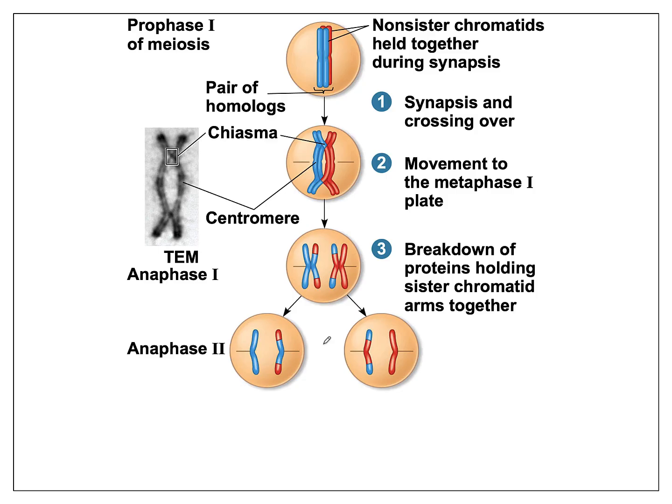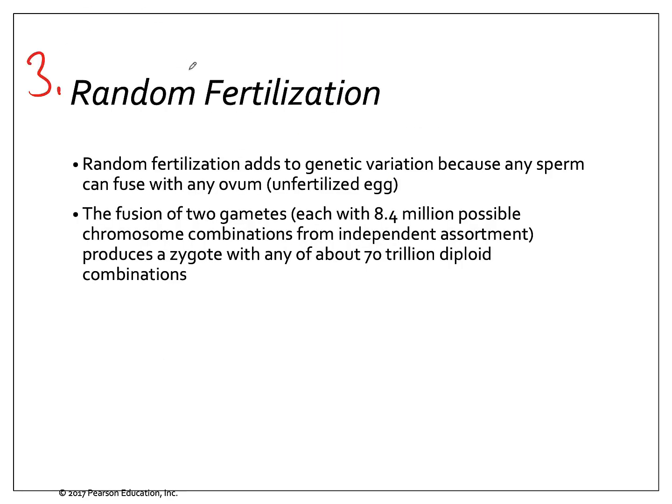Add these genetic changes to the already 8 billion combinations of chromosome arrangements, and you can see that we are just magnifying greatly into the tens or hundreds of billions of possibilities for each egg and each sperm. The last variability is random fertilization. So this is which egg gets produced and which sperm is the one that's going to be able to fertilize it.